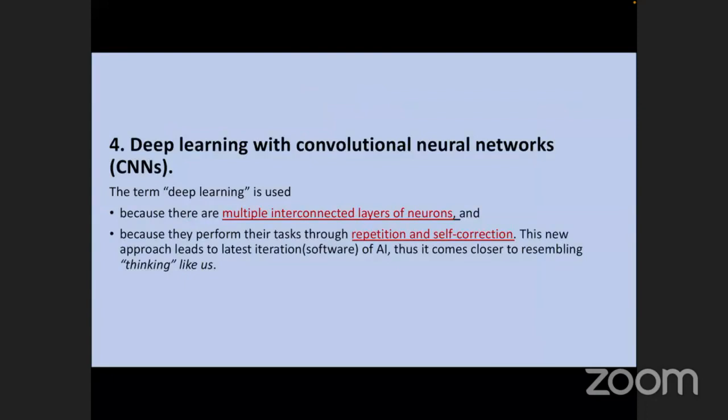So the fourth step for artificial intelligence, or the layer, is deep learning with convolutional neural networks, or we can call them CNNs. Now, this deep learning is used because there are multiple interconnected layers of neurons. And because they perform their tasks through repetition and self-correction, this new approach leads to the latest iteration or software of AI. Thus, it comes closer to resembling thinking like us. Like us means the human beings or ophthalmologists.